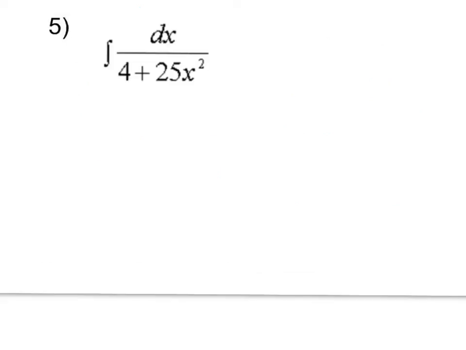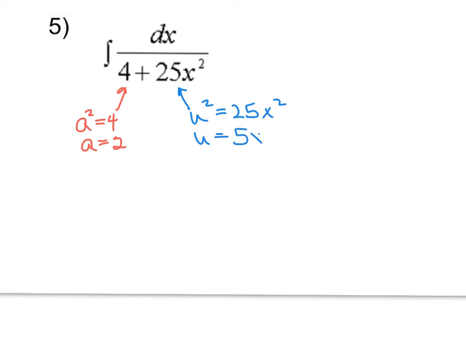So our last example is the antiderivative of dx over 4 plus 25x squared. So I again see that I've got a plus here, so that's going to tell me arc tangent. So the a squared is equal to 4, so a must be 2. The variable squared, u squared, is equal to 25x squared. So think about what u would have to be. Let's take the square root, and u would have to be equal to 5x.